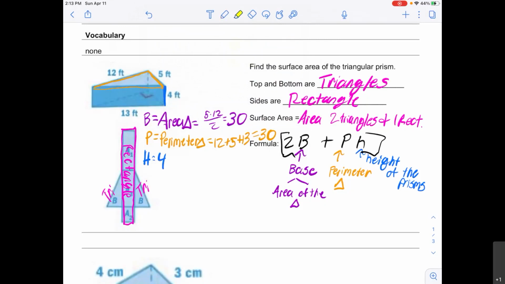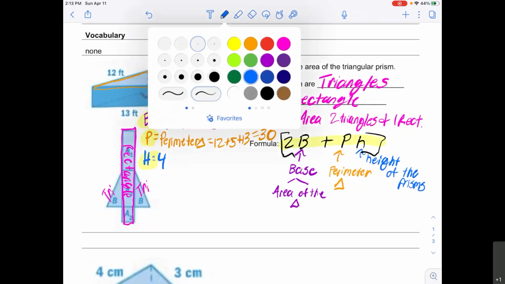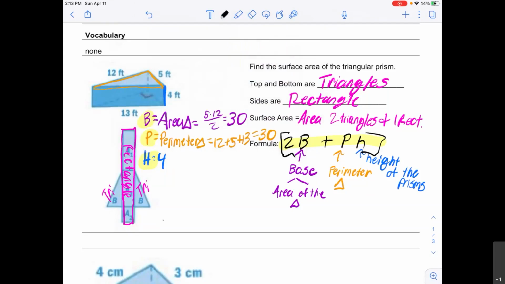So now that I know what B is, and I know what P is, and I know what H is, I can go back and fill that into this formula. So if I know that the surface area equals 2 times the base plus the perimeter times the height, okay, so we can fill it in. 2 times, well, my area of my base is 30. So 2 times 30 plus my perimeter, which was also 30, times the height, which was 4.